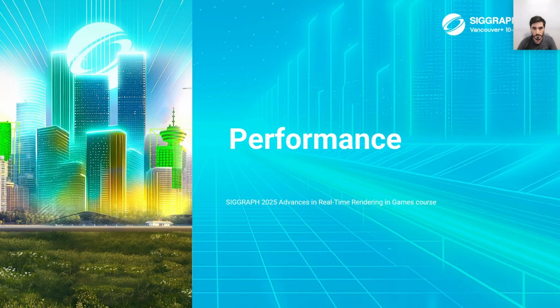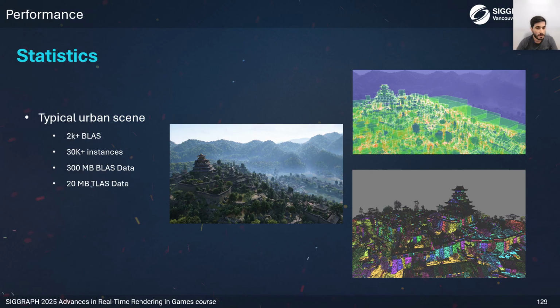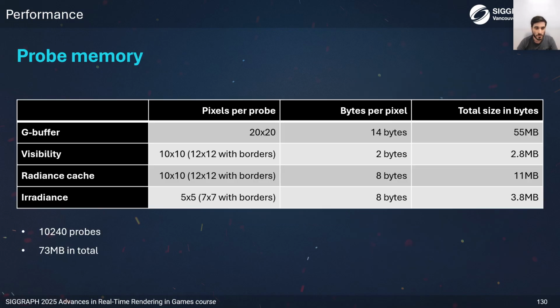Now let's talk about performance. First, our typical urban scene has about 2,000 objects in our BLAS and about 30,000 instances in our TLAS, for about 320 megs on the GPU. On the memory side, with the resolutions and the components we've shown earlier for the probes, we have about 73 megs allocated for around 10,000 probes.